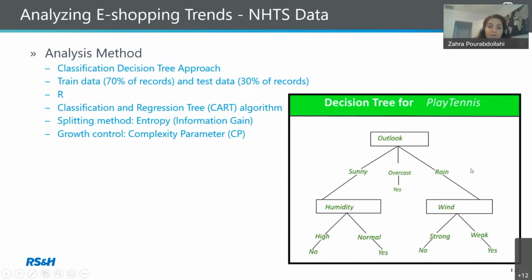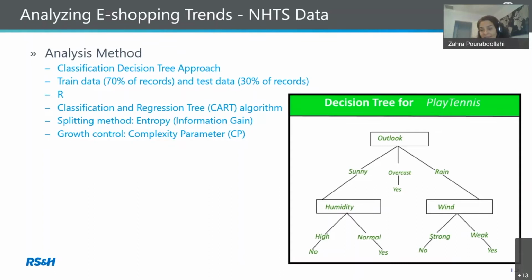We used the statistical computational software R to develop this tree. The NHTS data was divided into train and test subsets. The tree is developed based on the train data, and then the test subset is used to evaluate the accuracy of the model, basically calculating the accuracy and the errors.